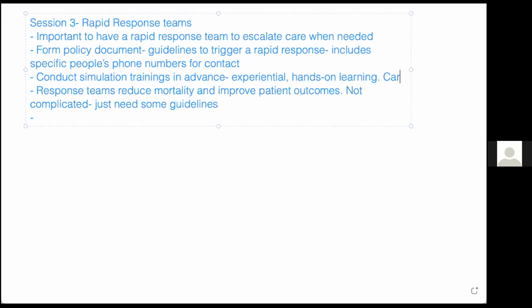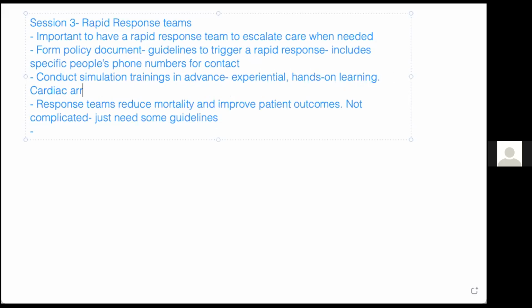So you do simulations on things like cardiac arrest, airway management, patients whose vitals are crashing, cardiac arrhythmias, hypoxemia, hypoglycemia, altered mental state. You can simulate all those medical emergencies as you prepare these rapid response teams, making sure that they are effective whenever they are activated.